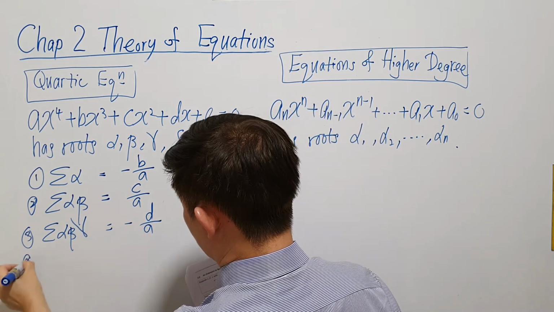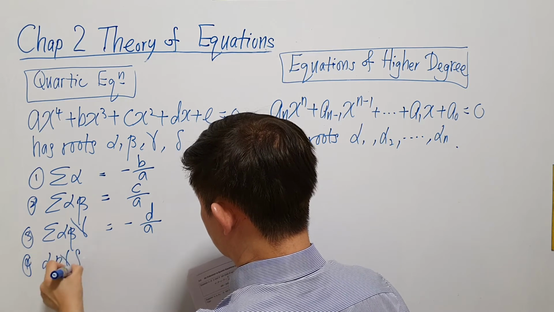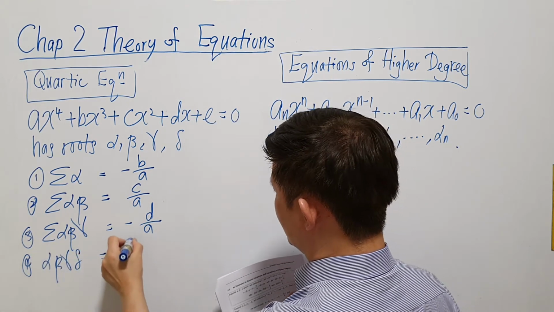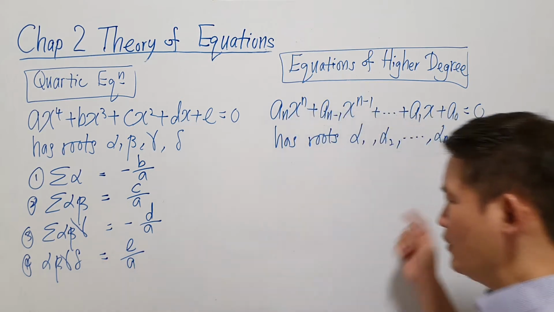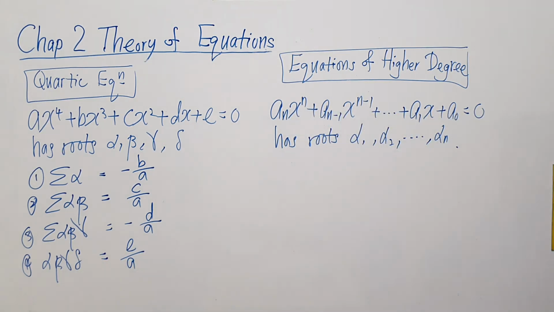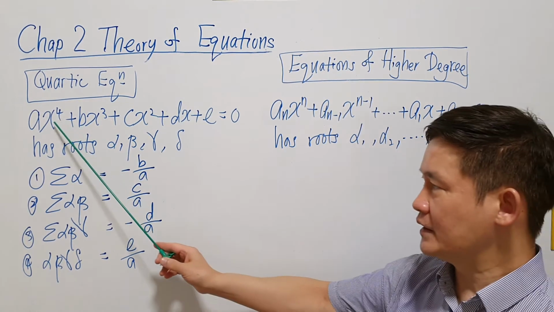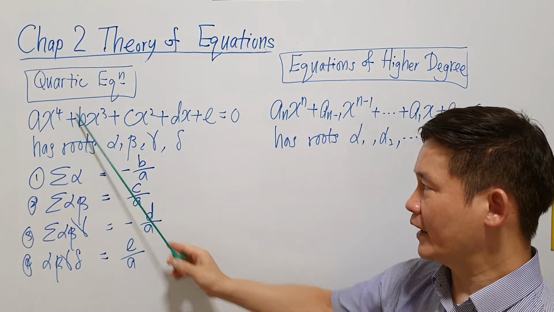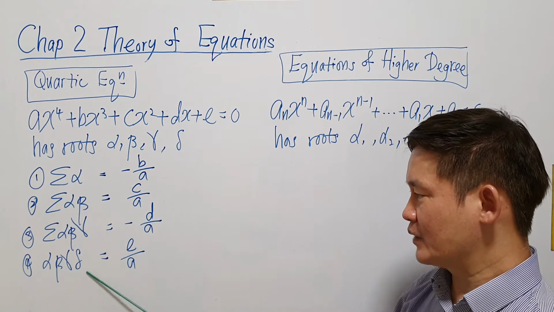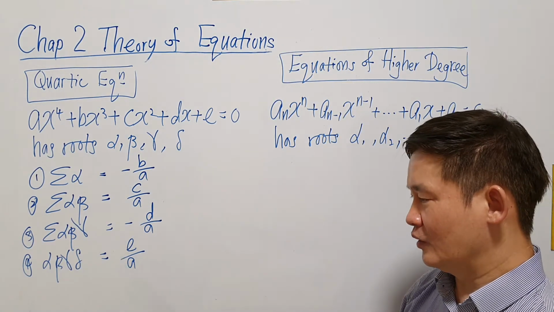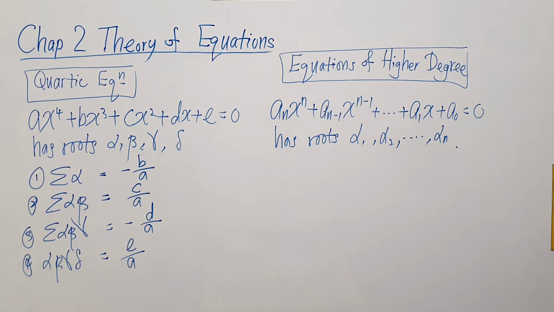And lastly, alpha beta gamma delta will be positive e over a. And then if you look back, you want to realize that whenever this is an even degree 4, right? The last one is positive. Look back again for the case of quadratic, alpha beta, the product of the roots, right? For the case of quadratic, it is actually, do you remember? It is positive c over a.